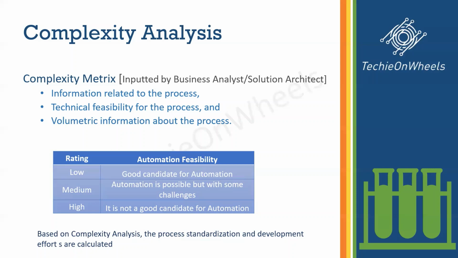The rating is again divided into three parts: low, medium, and high. However, it reverses here. If the complexity of the automation is low, it means it's a very good candidate for automation and can be very easily automated. If it's medium, automation is possible, but there would be a few challenges, like the integration of third-party tools or similar scenarios. If the complexity metrics state that the rating is high, it means it is not a very good candidate for automation. Even if it is feasible, it would be very time-consuming.